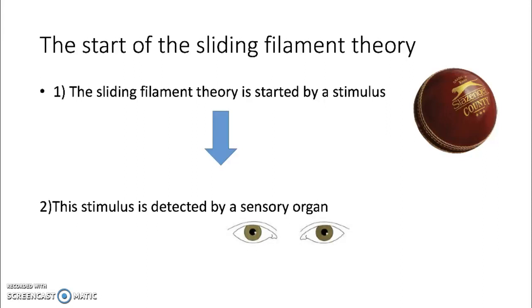The sliding filament theory is one long process with many different subparts. It is all started by a stimulus. A stimulus is a detectable change in the internal or external environment. For example, for a fielder in cricket, the stimulus would be the ball.